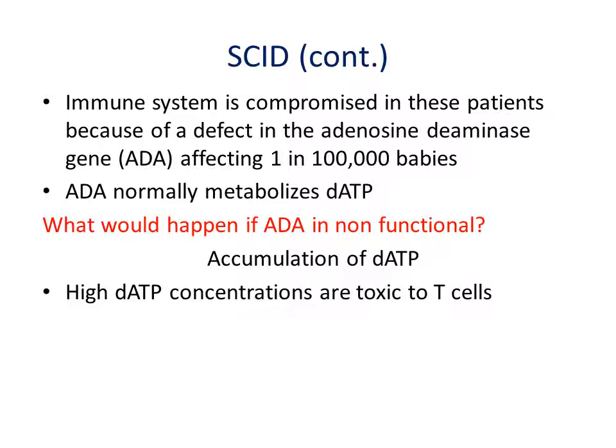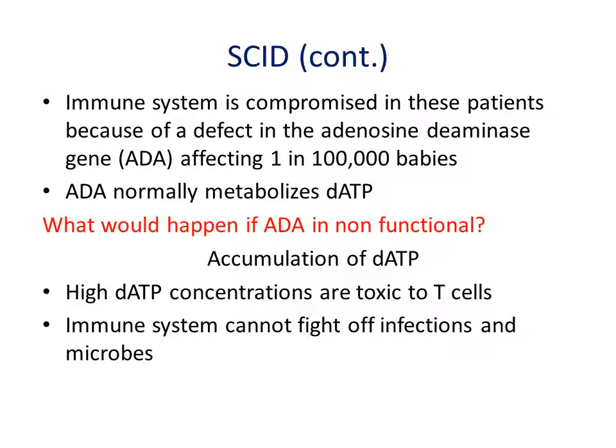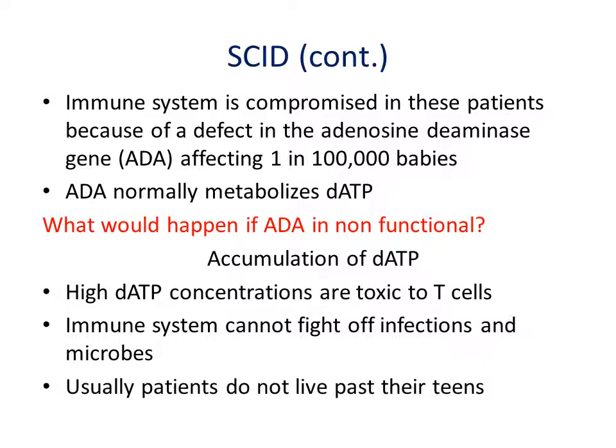So T cells are involved in your immunological response, able to help you combat different types of infections. So if the dATP is causing toxicity to your T cells and you don't have functional T cells, then you cannot handle different infections very well. So you're not able to fight off viruses and bacterial infections, and these patients traditionally do not live past their teens. Once they start to spike high temperatures in response to various types of infection, it oftentimes leads to severe brain damage.